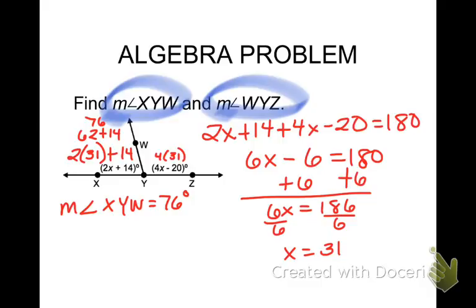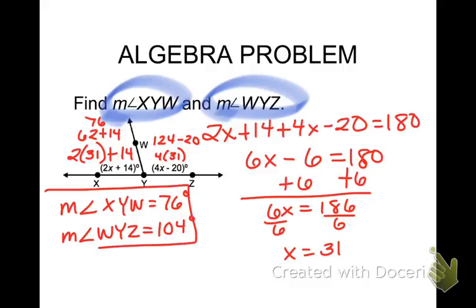4 times 31 is 124 minus 20 is 104. So the measure of angle WYZ is 104 degrees. If you add those two together, do you get 180? Yes, so we know we did it right. Okay. Got it? All right, second algebra problem.